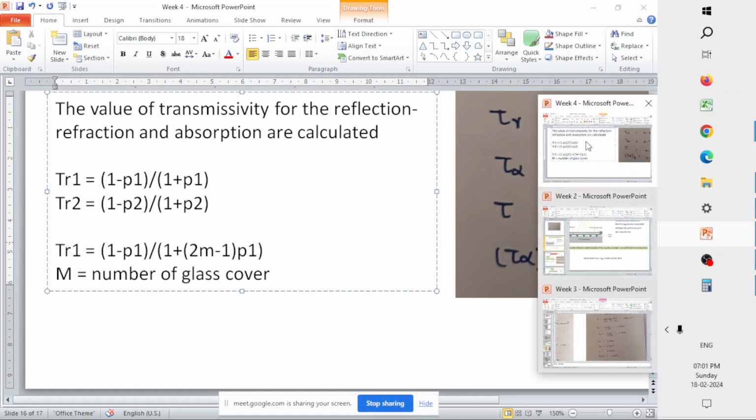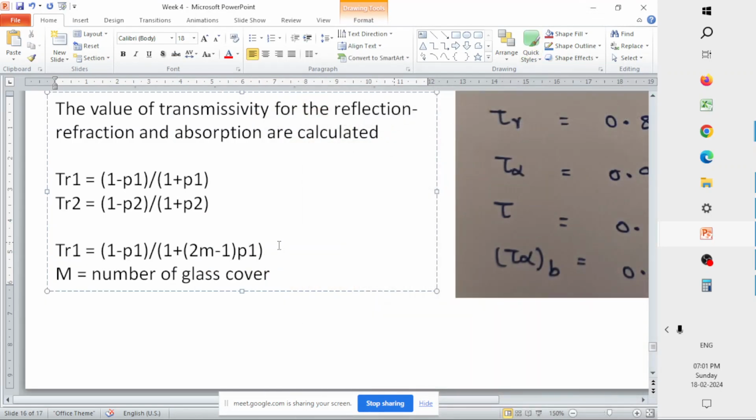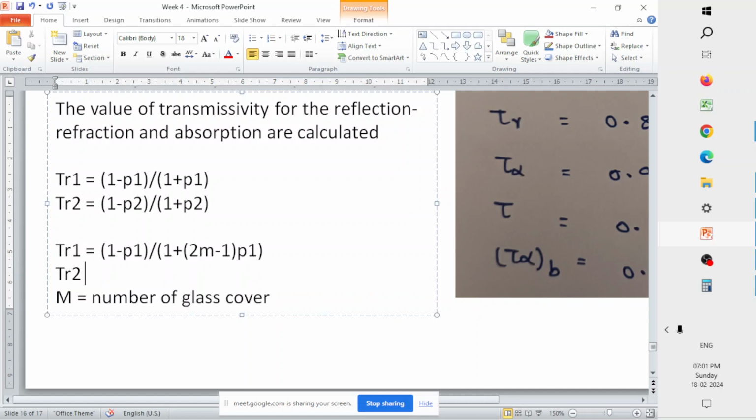So that is the reason here, if you see, we have used the value 3, whereas in our case we have assumed the number of glass covers is 1. So 2 into 1 will be 2, 2 minus 1 is 1. So you can remember this general formula so that it will be easy: 1 minus rho 2 divided by 1 plus (2m minus 1) times rho 2. Yeah, these two are the formulas.